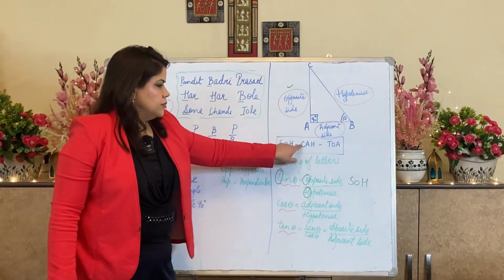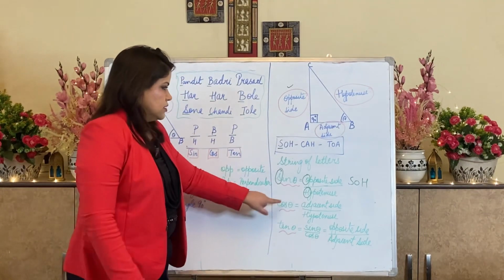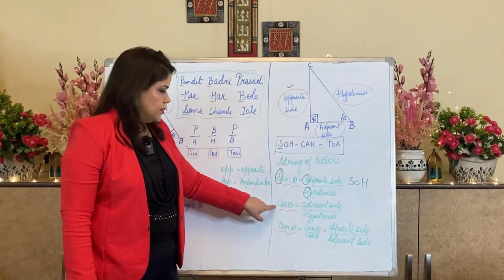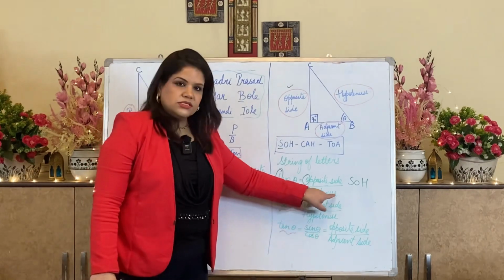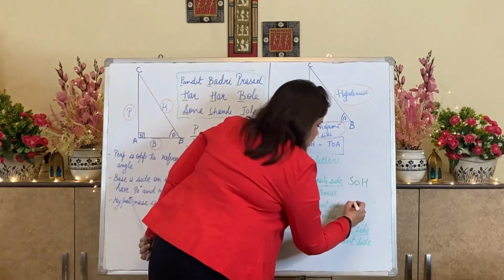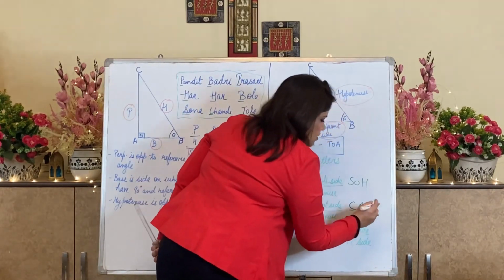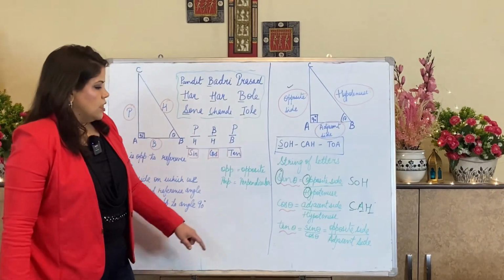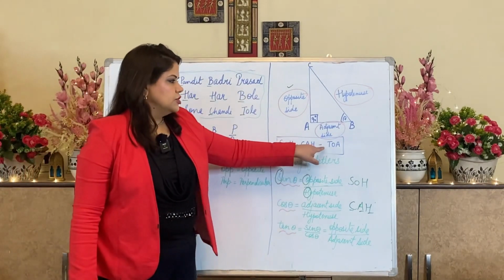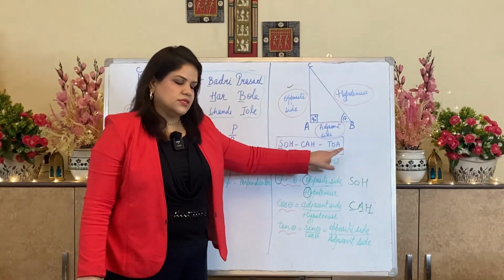Now after this I am taking CAH, C-A-H. From this C is cos theta, A is adjacent side, H is hypotenuse. So in this way I am getting C-A-H: cos theta, adjacent side, hypotenuse. Now tan theta is opposite side upon adjacent side.